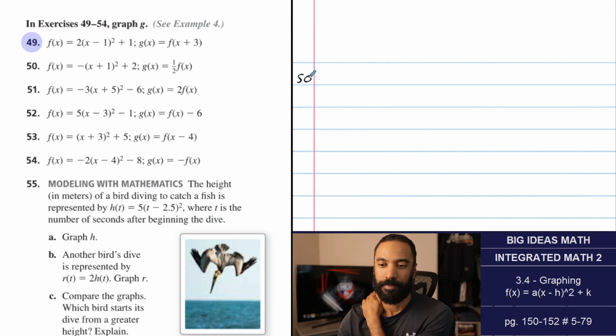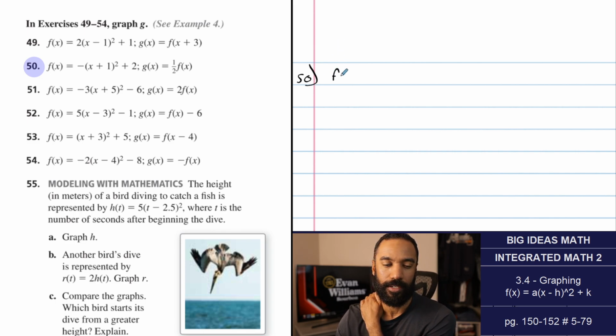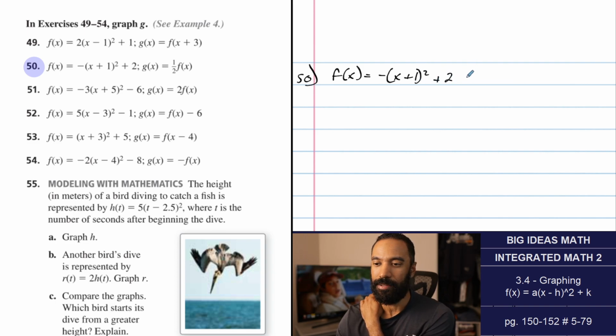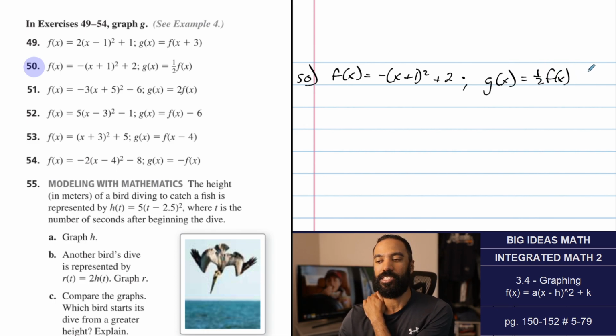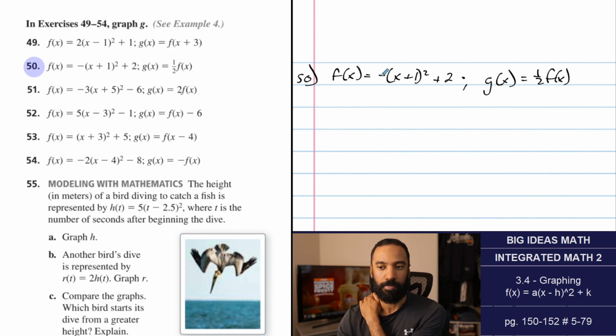Number 50. The original f of x is negative, or opposite of x plus 1 quantity squared, plus 2. We're going to take that. Now this is going to be a little confusing. We're going to take half of f of x. That doesn't mean we just replace the negative with 1/2. Nothing like that. No.